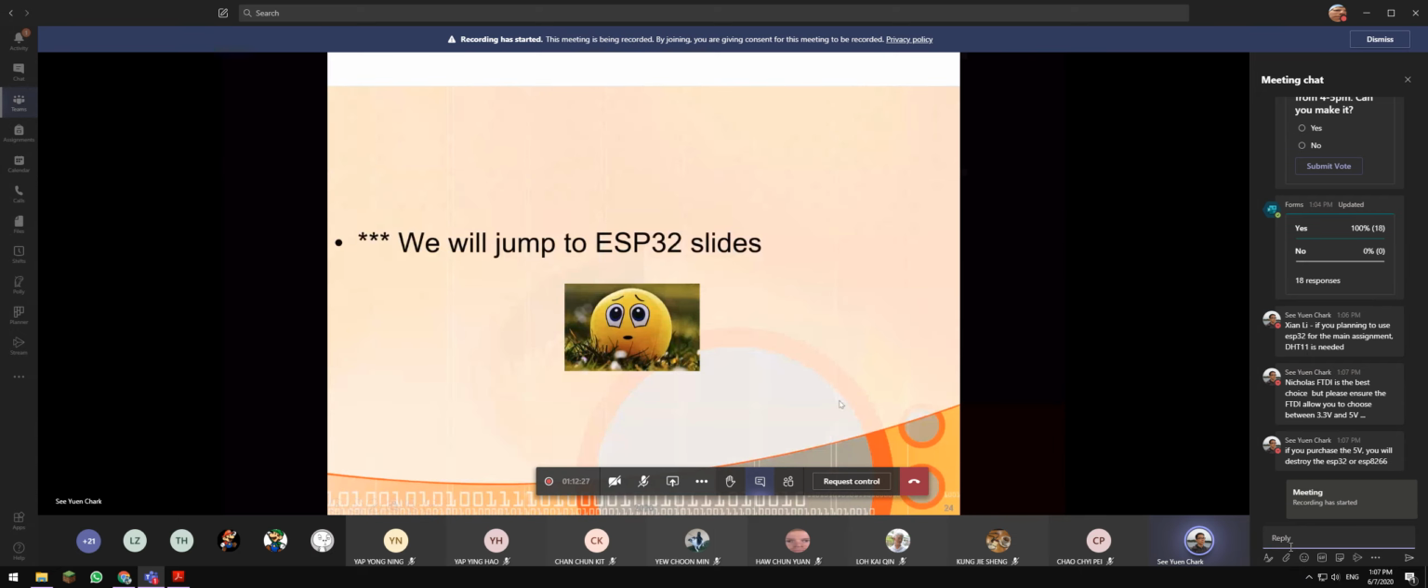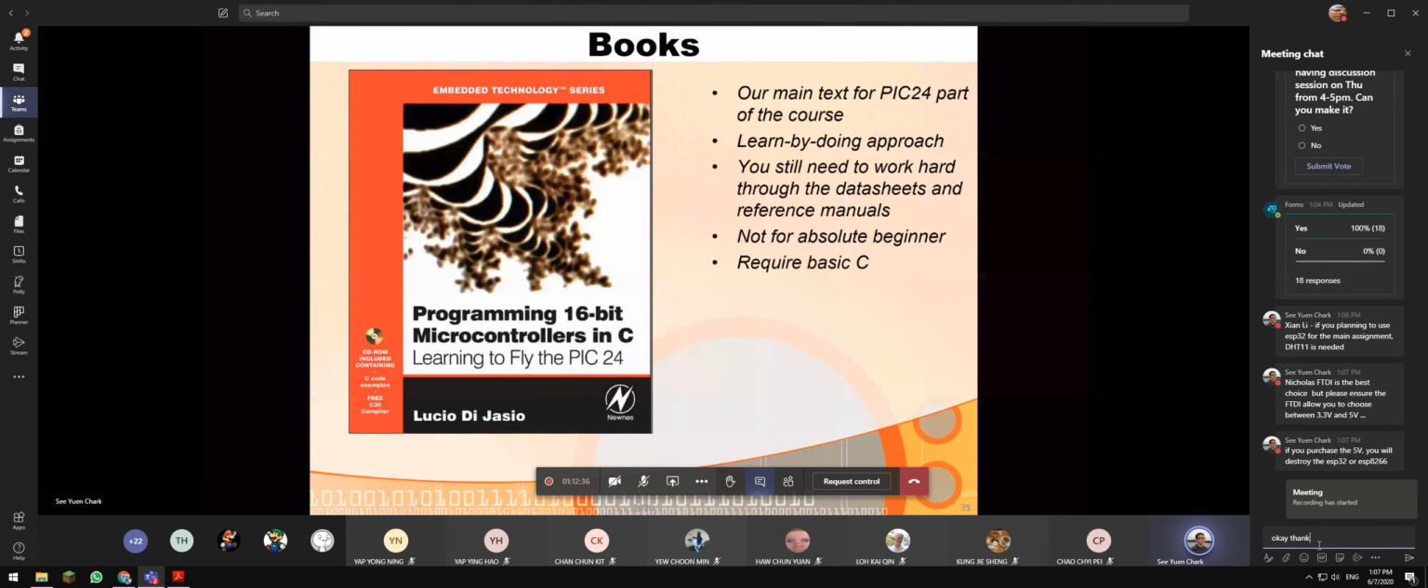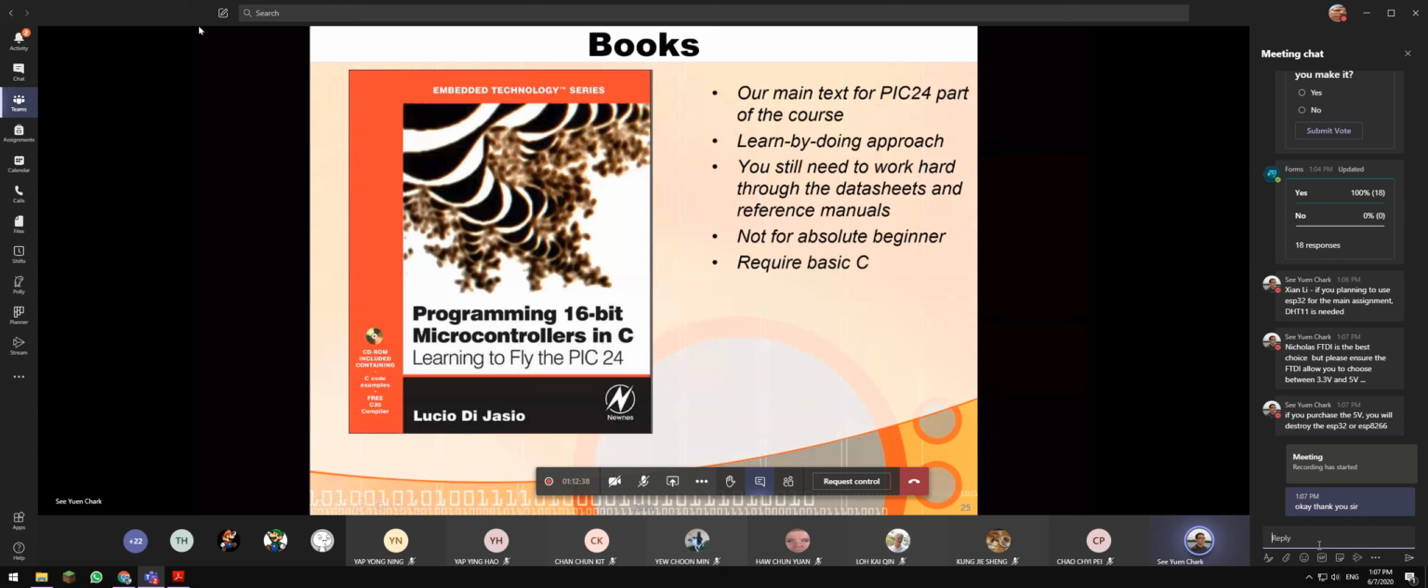Okay, welcome back. Okay, now we move into more details about PIC24. Here are the main reference texts for PIC24. Okay, you can get this from the library.